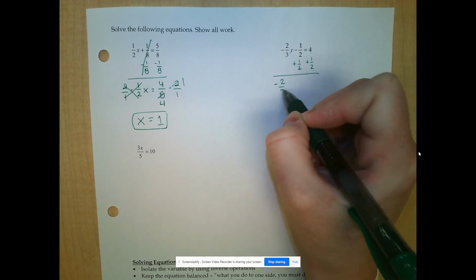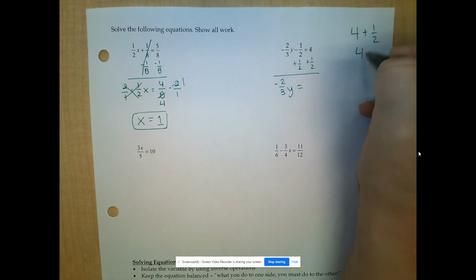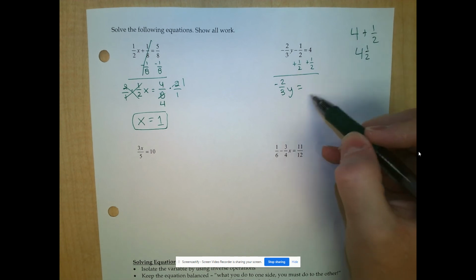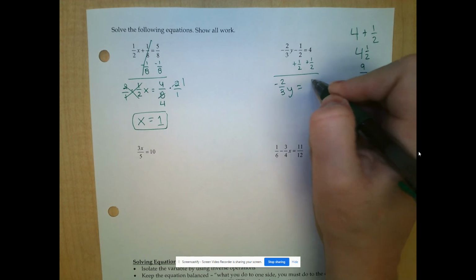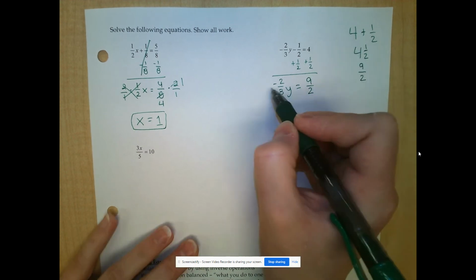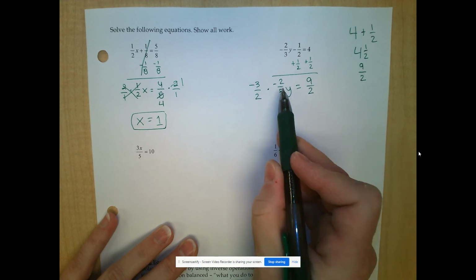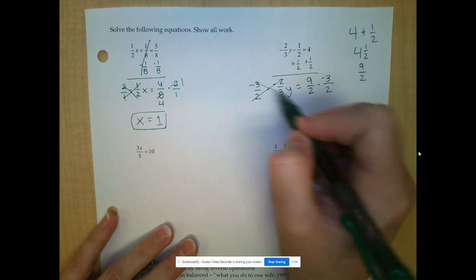So negative 2/3 y equals. So 4 plus a half, we all know, is 4.5. But I'm going to need it to look like a fraction here in order to be able to do the next step. So I'm going to write it as 9/2. So I'm going to multiply by the reciprocal, 3 over 2, and it still has to be a negative. Negative times a negative is a positive. And I'm going to multiply by negative 3 over 2.